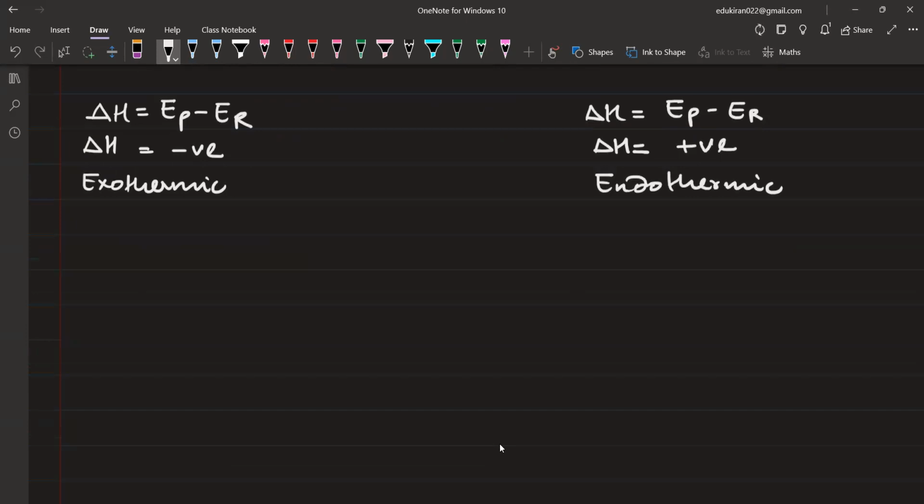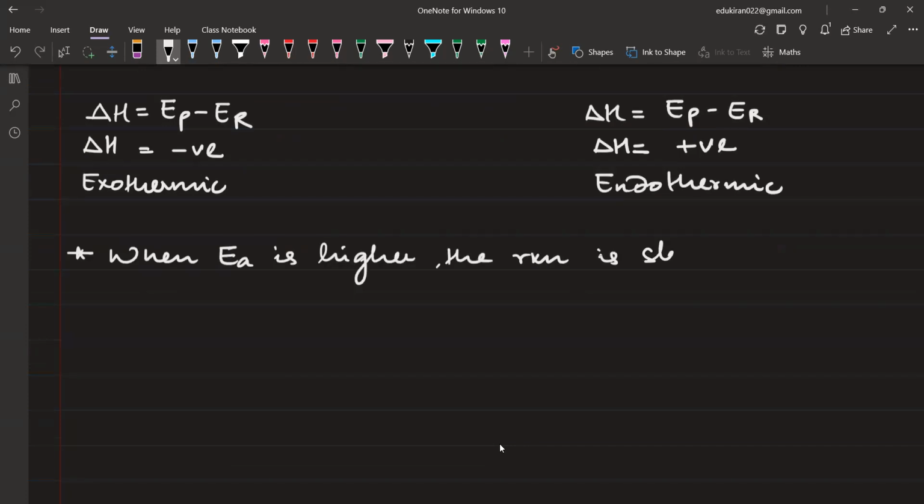With this, write some remarks. When activation energy is higher, the reaction is slow because उसको ज्यादा टाइम लगेगा activation energy threshold energy achieve करने में. When activation energy is lower, the reaction is fast.